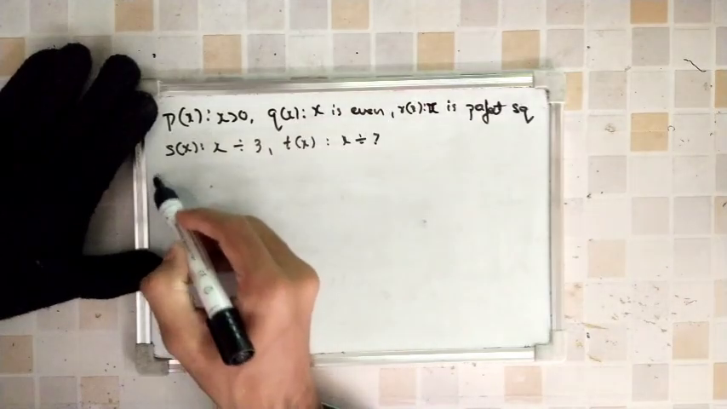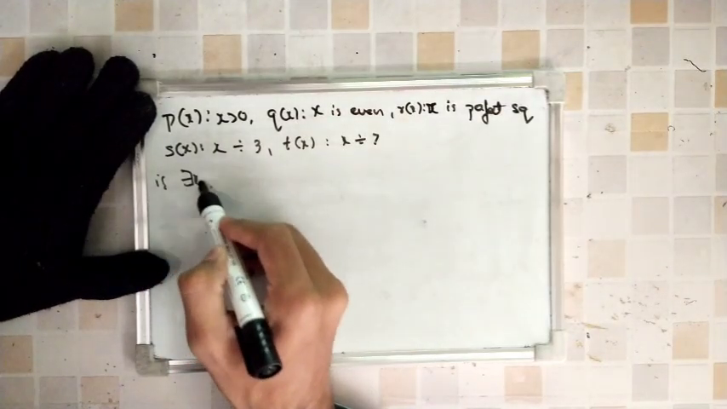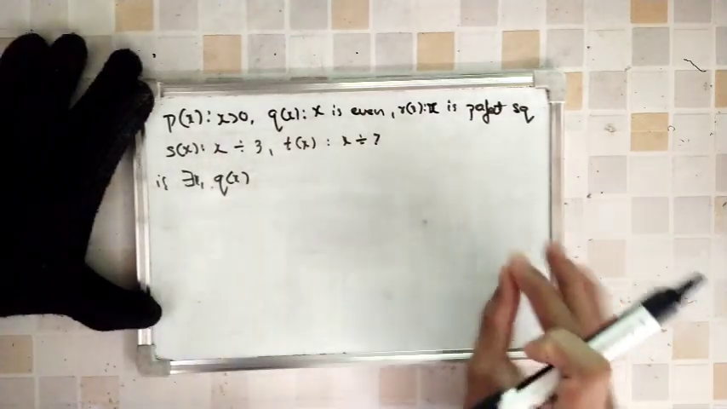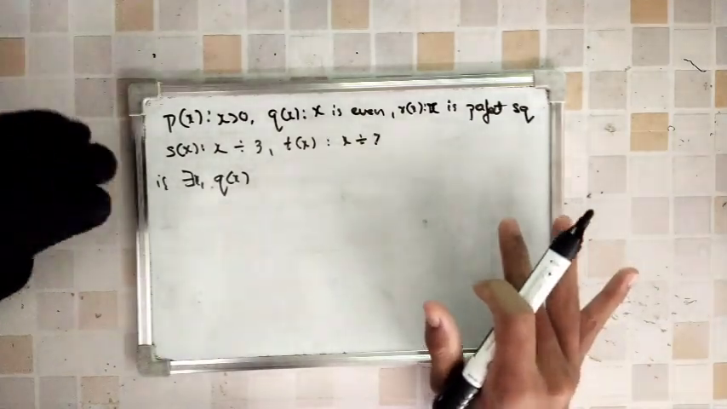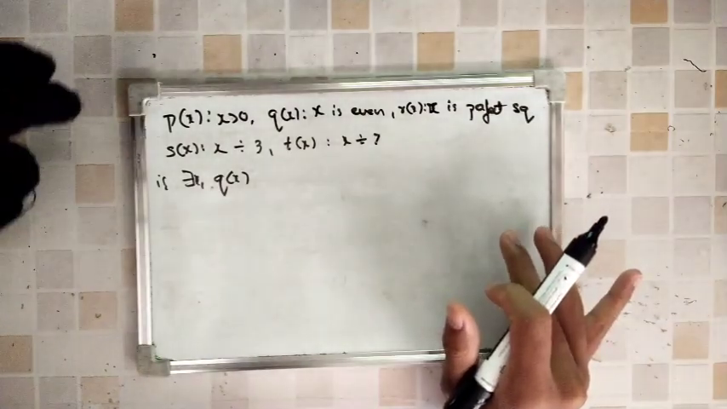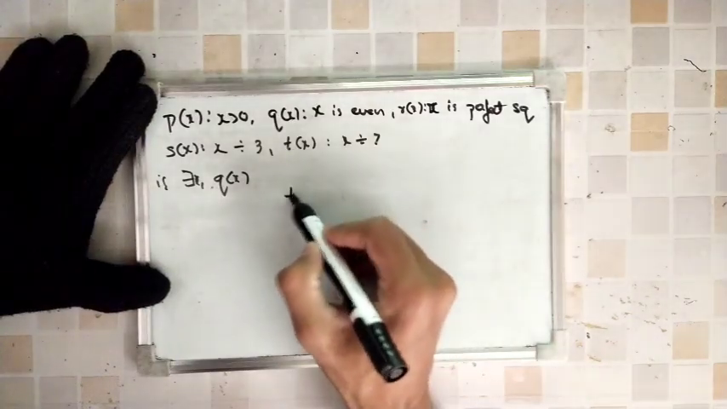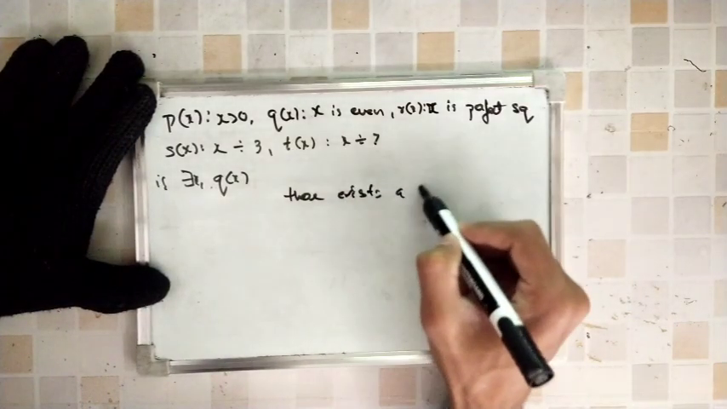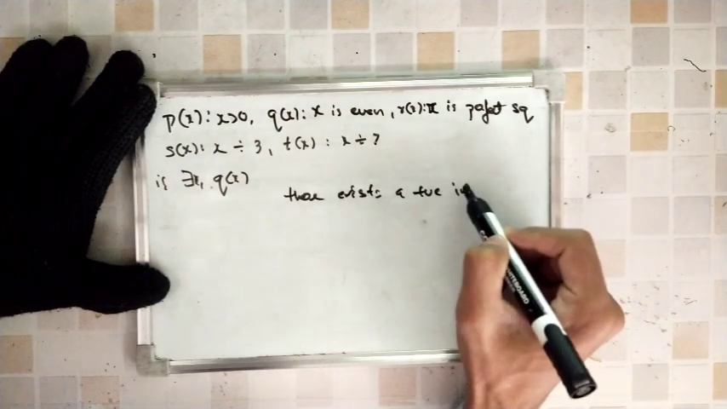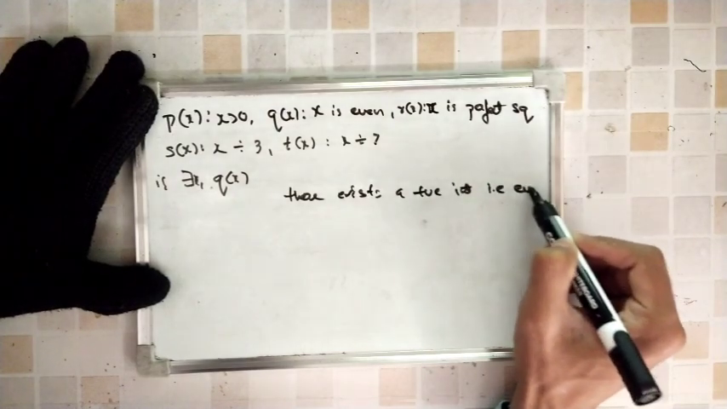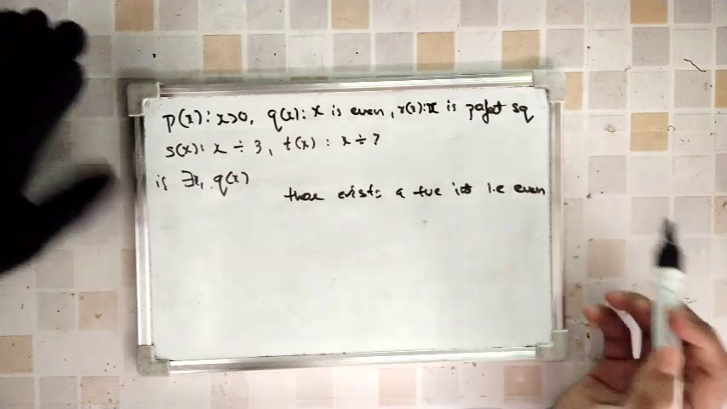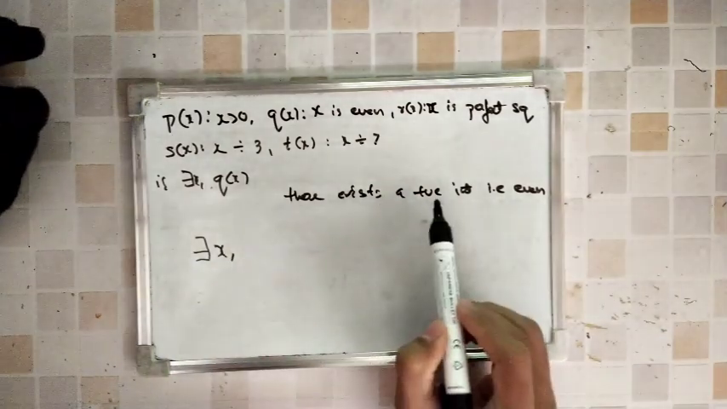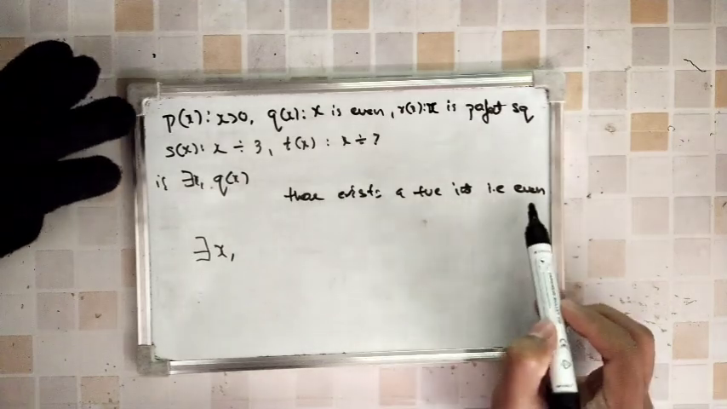I will write this here. First one was there exists x such that Q of x. Now look into the question paper, or write down the question paper questions. Now the second question they have asked: there exists a positive integer that is even. I am just writing it shortly. So there exists x such that it is a positive integer and it is even.